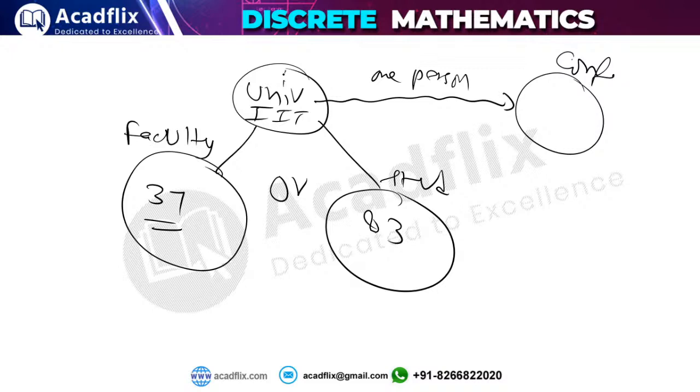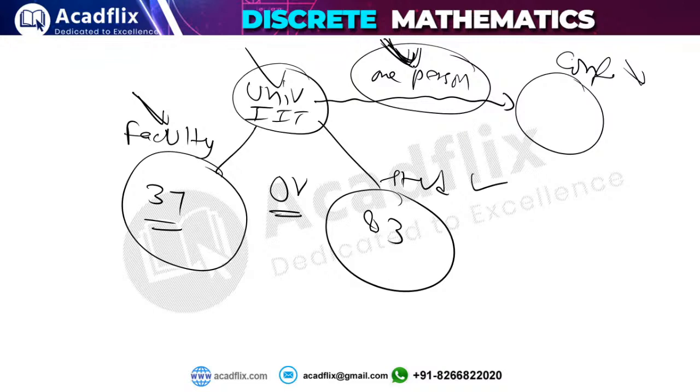So what is the task? The task is to send one person to the conference. Then they are thinking either we can send a faculty or we can send a student. So how many ways are there to send one person to the conference? How many ways will be there? So see, to complete this task, either you can complete this task or you can complete this task.